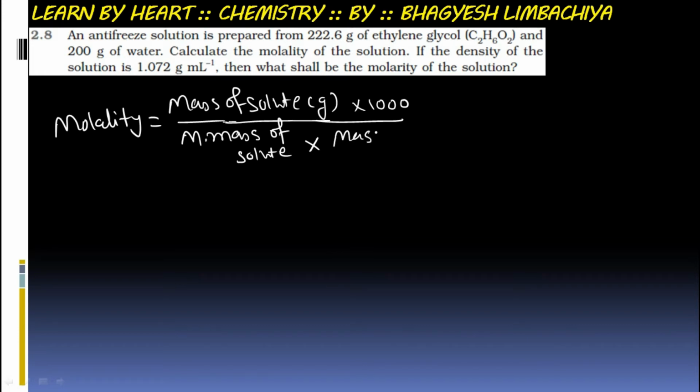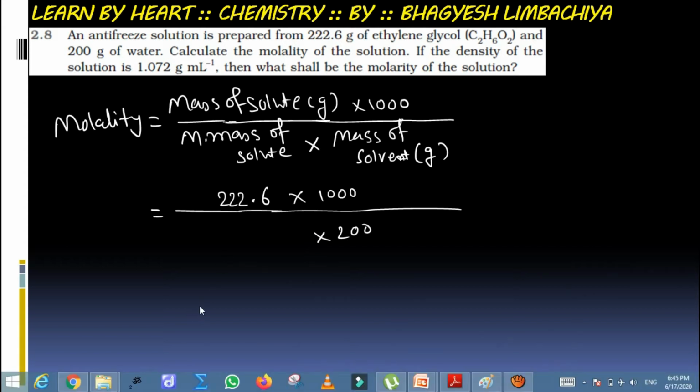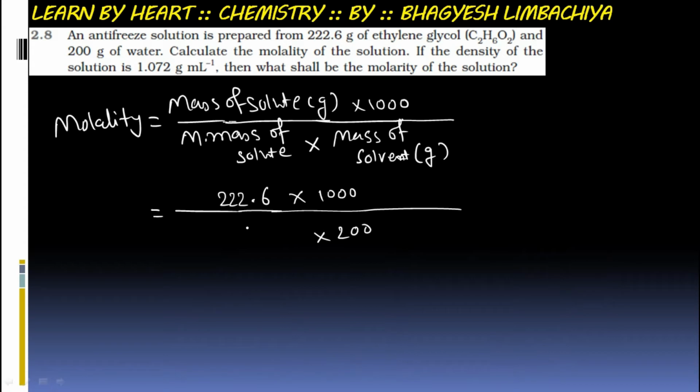mass of solvent, and at numerator 1000 is taken, so it will be taken in gram. So next is mass of solute, it is 222.6 gram, 1000, 200 gram, and the molecular mass of ethylene glycol is 62. So by division we are getting the answer 17.95 molal.